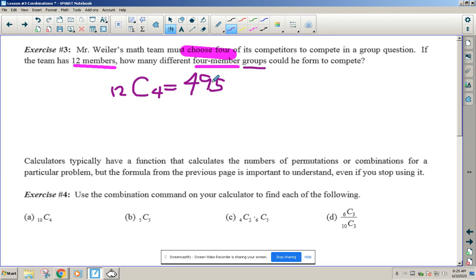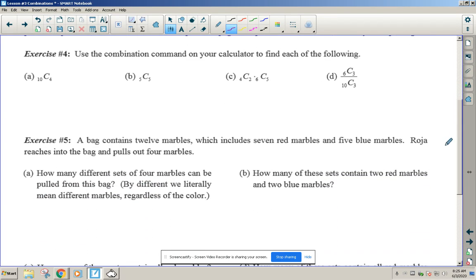Order doesn't matter. Once you're in a group, you guys get together, you start working. Nobody cares the order you were chosen. So use your calculator and 10C4, do that, then check your work. Try the next one. Now check your work.